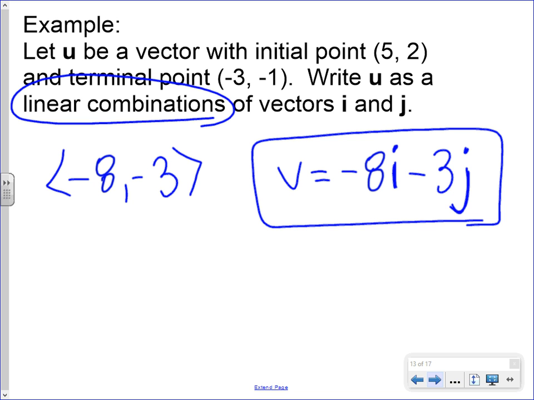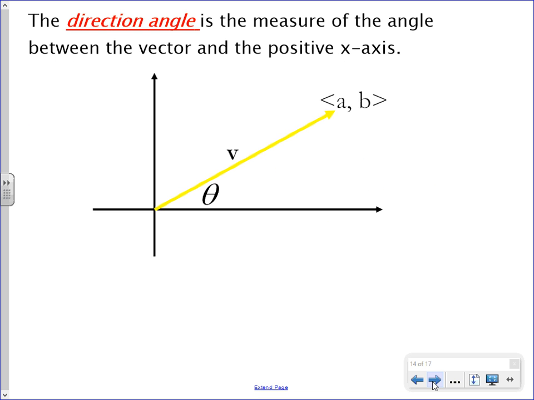Mrs. Holman, what does any of this have to do with trigonometry? I really felt like we haven't used a lot of trigonometry yet. We did the Pythagorean theorem, right? That was pretty simple. Okay. Let's finally talk about the direction. The direction angle is the measure of the angle between the vector and the positive x-axis.